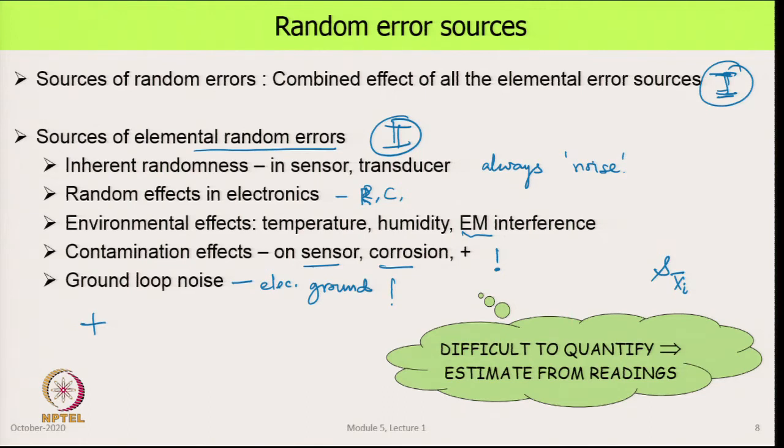And as you can see from these, it is very difficult to quantify what is the effect of each. To say what is the effect of the randomness in a resistor, or randomness that is inherent, say, in a piezoelectric crystal, is very difficult to quantify. And so, more often than not, we take recourse to the first method, and we estimate Sx I bar from readings of the instrument.